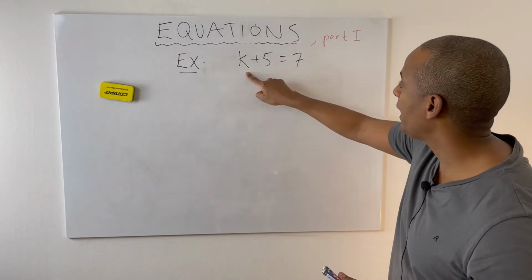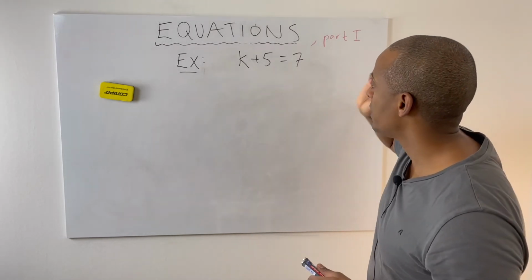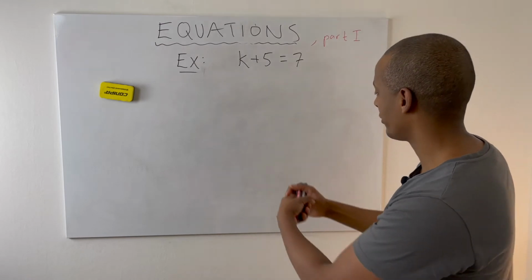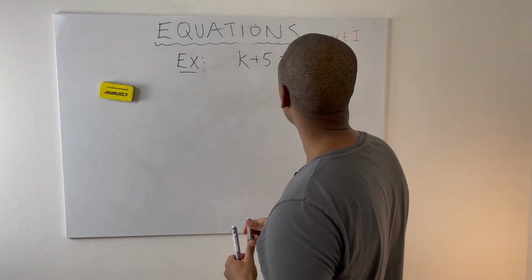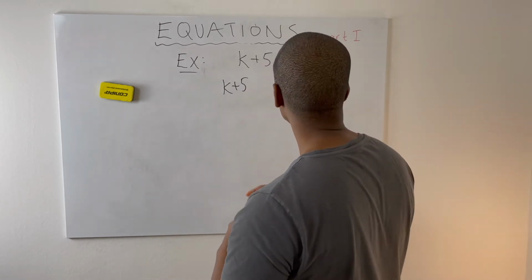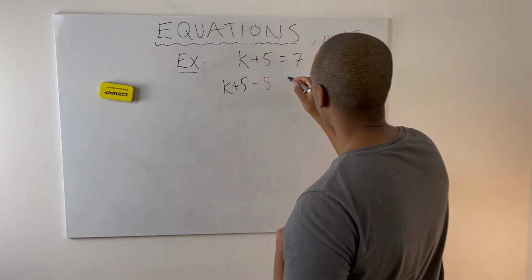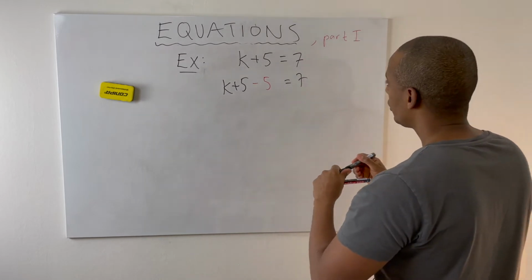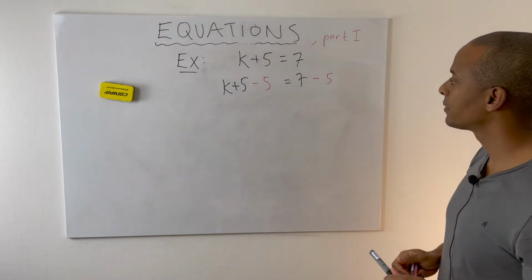And we have k plus 5. We want to get rid of that 5. And the inverse operation of +5 is -5. So we're going to add -5 on both sides of the equation. So what do we have here? We have k plus 5, and then we have -5 here. And now, since we put -5 on the left-hand side, we also have to put it on the right-hand side of the equation. So it balances.